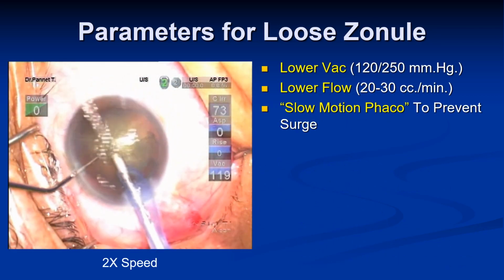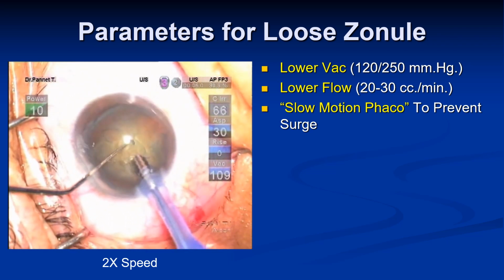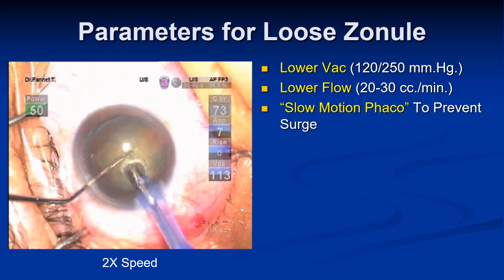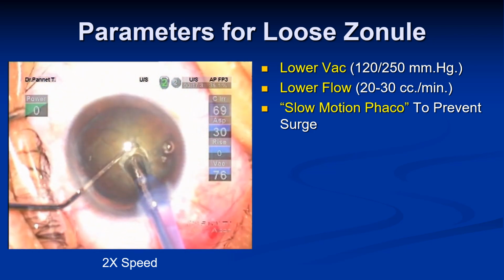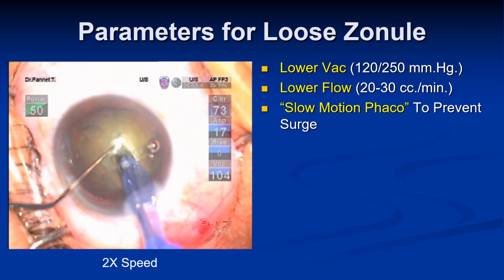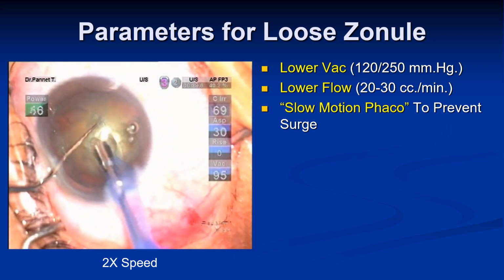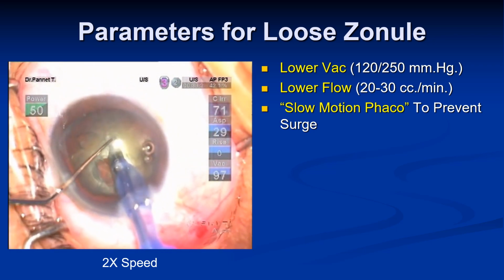For a loose zonule, we should also do slow motion phaco to prevent surge that might break more zonule. Use lower vac, 120 mm mercury for grooving, 250 for segment removal. Use lower flow, 20 to 30 cubic centimeters per minute.